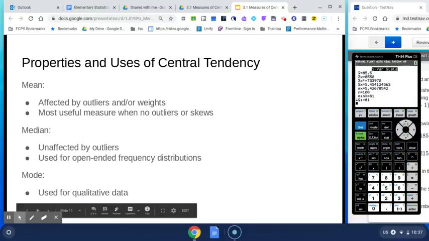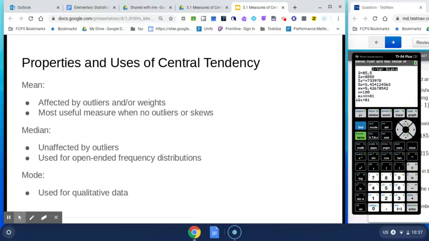All right, so just some thoughts about the measures of center. We said a second ago that the mean is affected by extreme highs or lows or skews. So it's going to be affected by outliers or weights or skews. But it is the most useful measure when the data is symmetric. The median stays relatively unaffected by extreme highs or lows or outliers. And it would be used if we had an open-ended frequency distribution. In other words, if the frequency distribution said something like 20 and up. So that kind of indicates that we have an outlier in the data set.